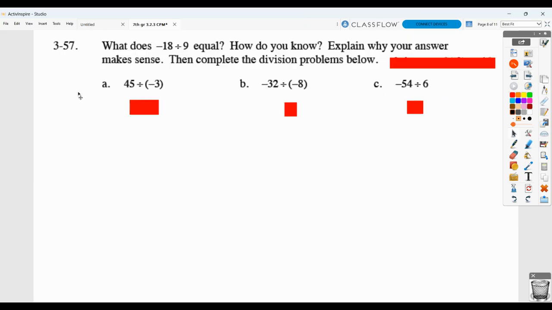And I do want you, though, to try these: 45 divided by negative 3, negative 32 divided by negative 8, negative 54 divided by 6. Pause the video, see if you can figure them out. And then, if you are having trouble, check your answers. So these are the correct answers. Positive divided by negative, negative. Negative divided by negative, positive. Negative divided by positive, negative.